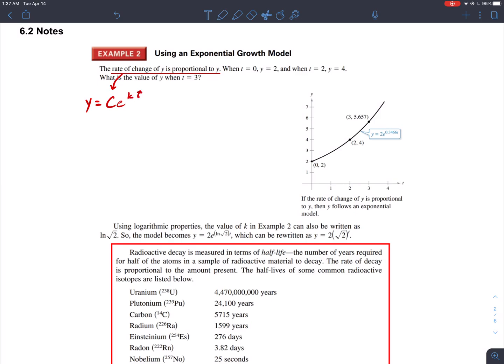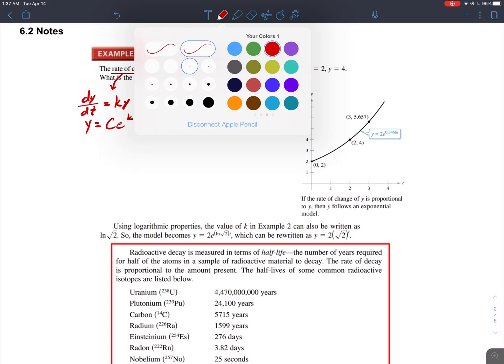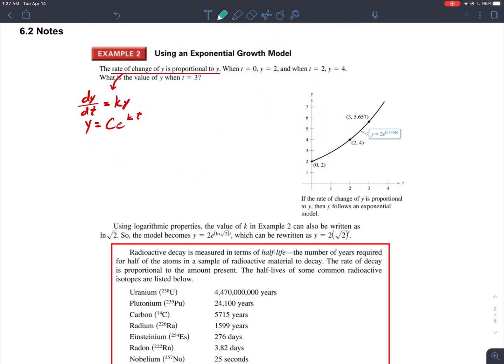Why do we know that? Well, because they have said the rate of change of y is proportional to y. So if I literally interpret what I've underlined there as a statement in mathematical terms, this is the statement, and we just did the solution to that right here. All right, so that means we can just start plugging in values. This first statement here says when t is 0, y is 2. Well, they just gave us c. c equals 2. If I let t be 0 and y be 2, I'm just left with c equals 2, the initial value.